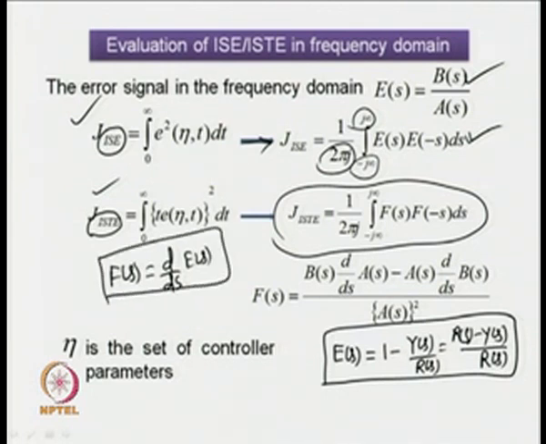Now, eta is the set of controller parameters, which are the unknowns in the expressions. So, these unknowns can be optimized by the minimization of the performance indices J_ISE or J_ISTE.